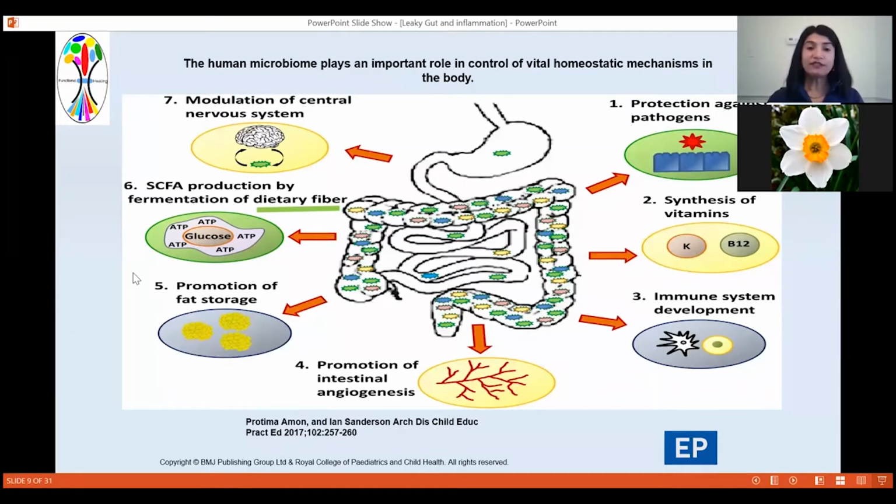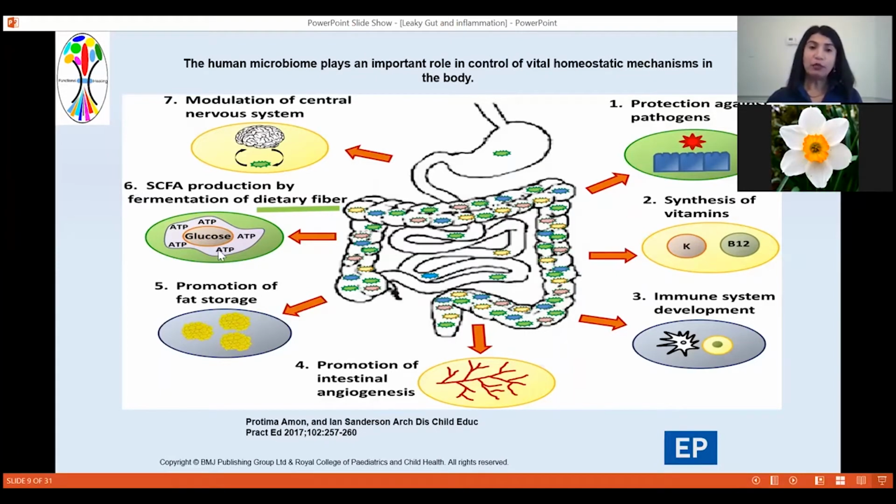The next important function that they play is in terms of fat storage. So when we talk about obesity, the role of bacteria is very important. When we talk about being underweight, the role of bacteria is very important, because the bacteria determine what is going to happen with the fat that enters our body, whether it will be stored or not. And so they play a very important role in fat storage.